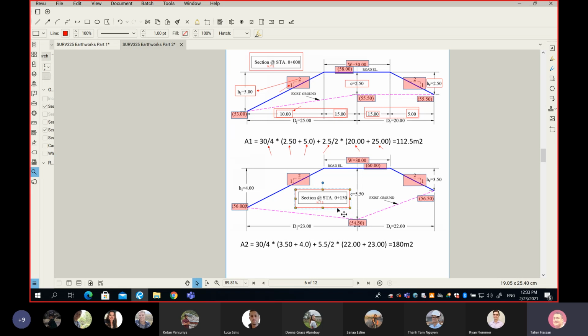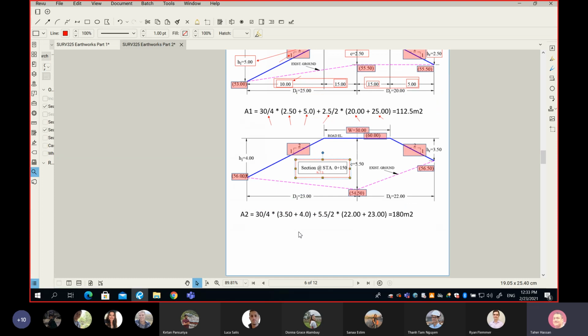And I'm asking you, anyone in the class, would you give me a simple idea how to find the volume? So remember, we don't have volume so far. We have only a cross section area at zero and a cross section area at station 150 meter. My question for you is, how can we find the volume? Any thoughts, any simple idea? How do we find the volume? An average. Can you please give me the numbers?